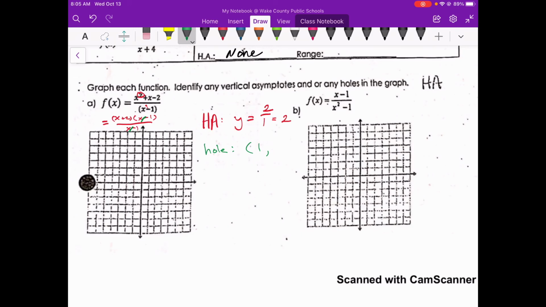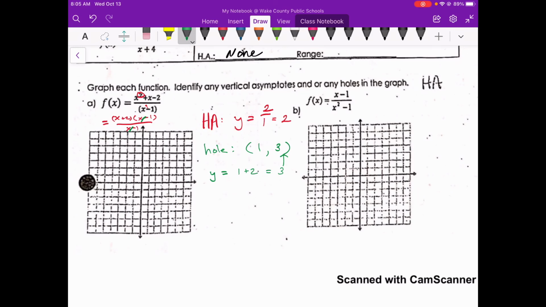I've got to figure out what the y value is. So when I cancel those, all that's left is this x plus 2. So I'm just going to substitute in for that x in x plus 2. So y equals 1 plus 2, again, because that's all that's left in that function, which is going to be 3. And that's going to go into my y value. So I've got a hole at (1, 3).